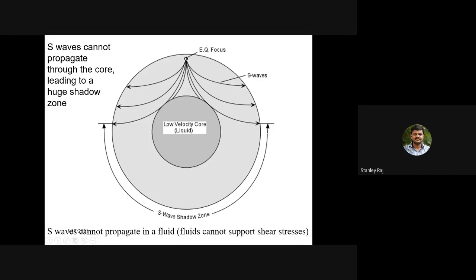For example, if an earthquake happens at this particular place, here there is a seismograph station at Japan, here there is a station at Atlanta, and here there is a station in Delhi. What will happen? Japan and Atlanta can record the seismic waves, but unfortunately Delhi cannot record the S waves. That is because the seismic waves cannot travel through the liquid, from which we understand the outer core is liquid in nature.